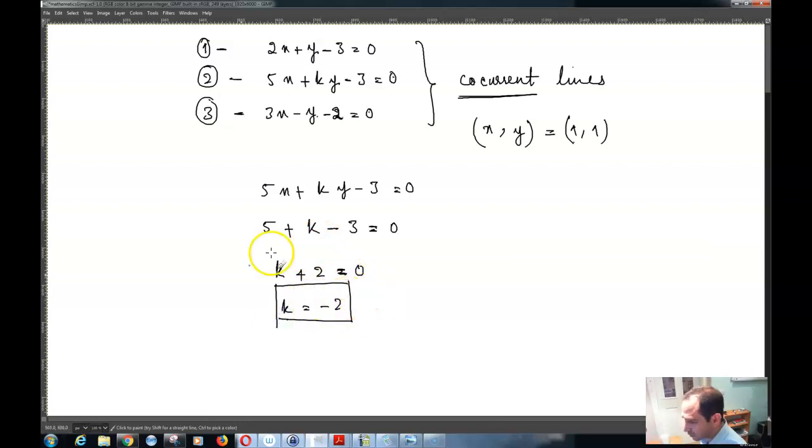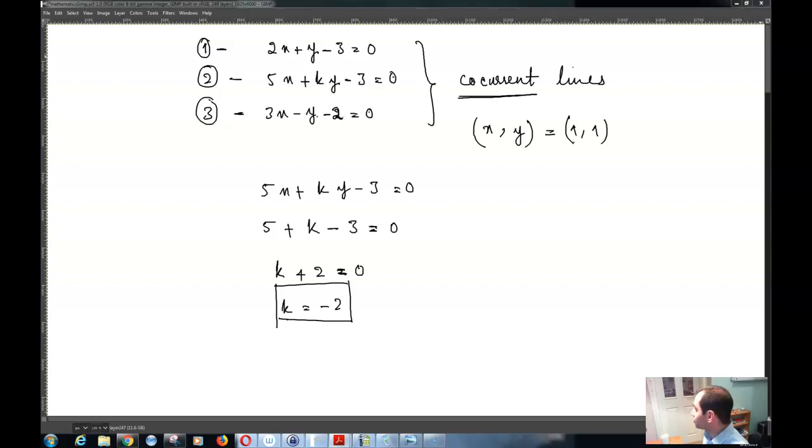So that means that if k is equal to negative 2, then these three lines are going to be concurrent, meaning that the three of them will have a single point of intersection. Okay, so that is that. And we have another question over here.